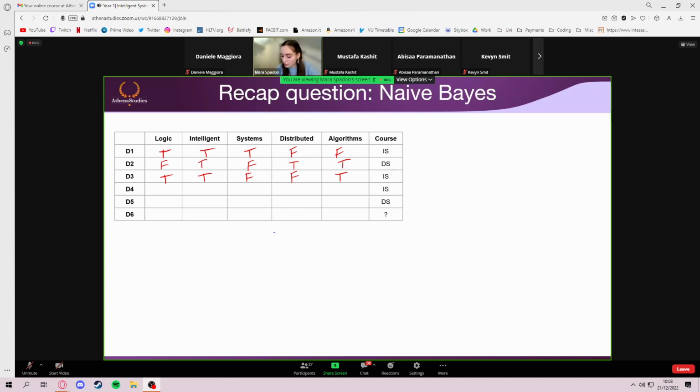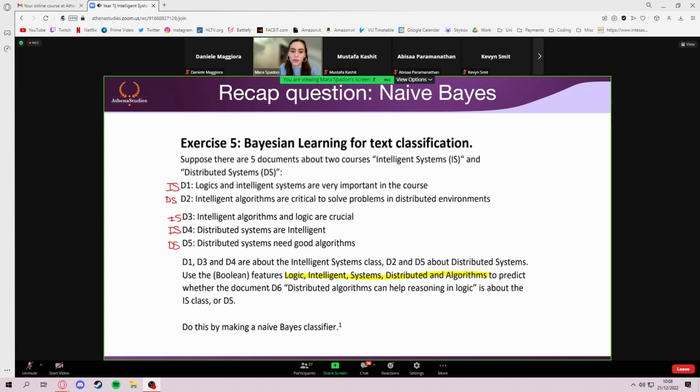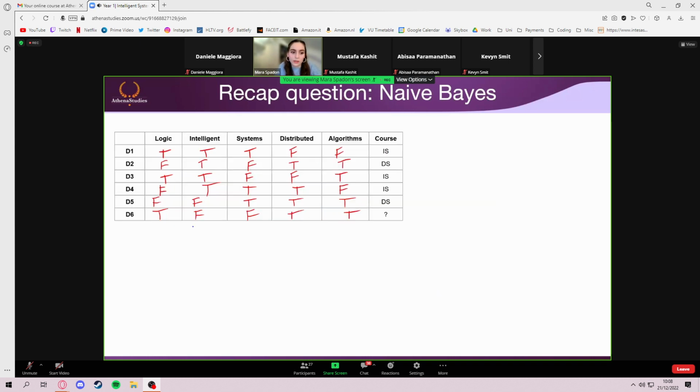Okay, if that is clear, then I'll fill in the other 3 sentences. So here we have false, true, true, true, and false. Here we had false, false, true, true, true. And for our unknown class sentence, we have distributed and algorithms, right? Because the sentence is distributed algorithms can help reasoning in logic. So this is how we fill in our table. So that is step 2.